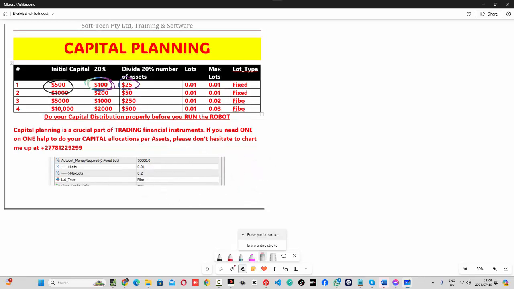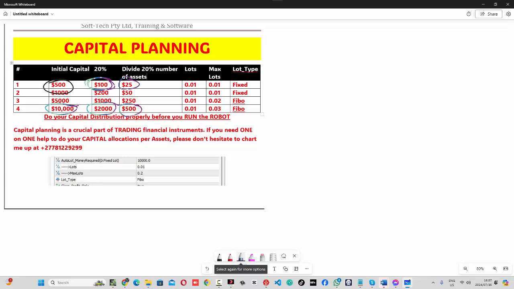Okay. Another example is, let's go straight to $10,000. Let's say our capital is $10,000, right? Which is this. And 20% of $10,000 is $2,000, okay? And if we divide this for 5 assets, each asset is going to get $500.